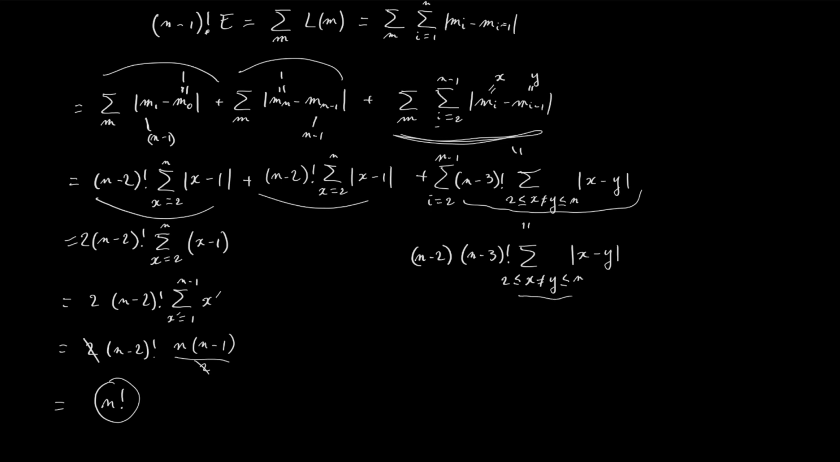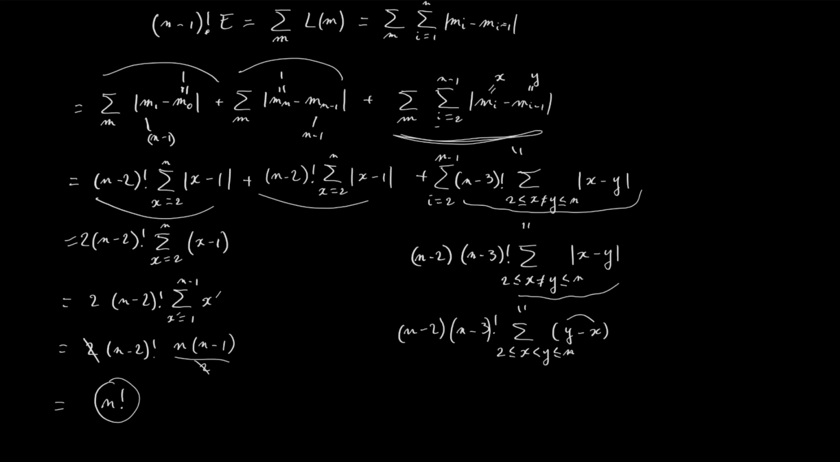Notice also that by symmetry, there are as many ways to select x that is lower than y as to select x that is greater than y. So this sum is equal to 2 times the sum where we consider that x is strictly lower than y. So this is equal to (n-2) times (n-3)! times the sum for x strictly lower than y, both between 2 and n, of y minus x, which we know is strictly positive.